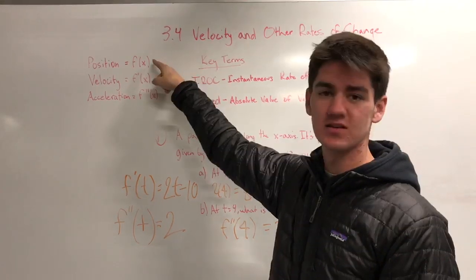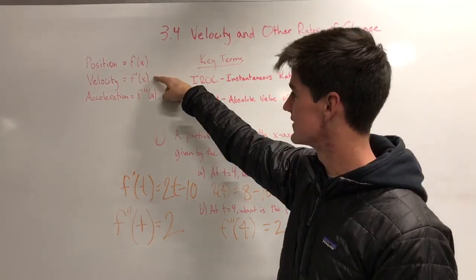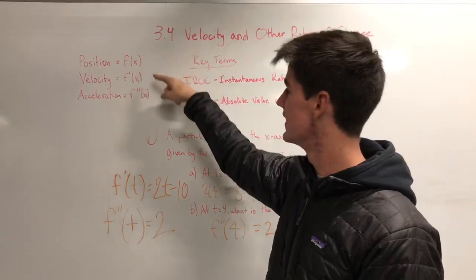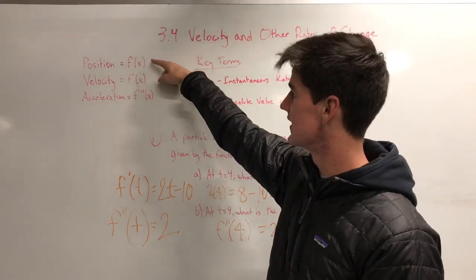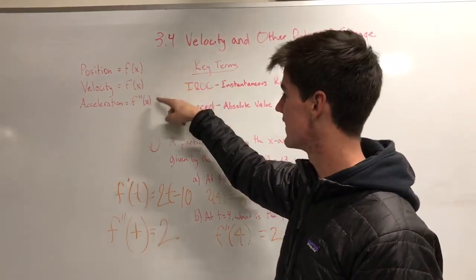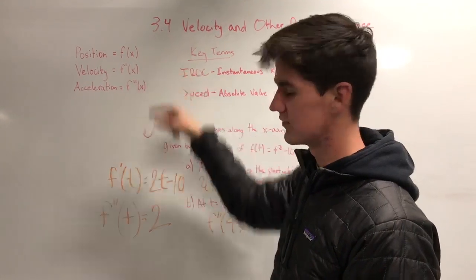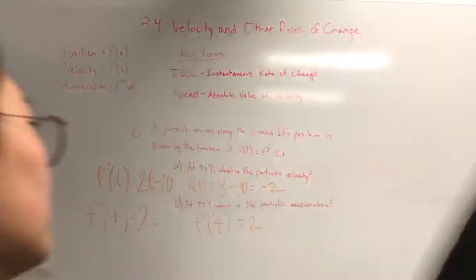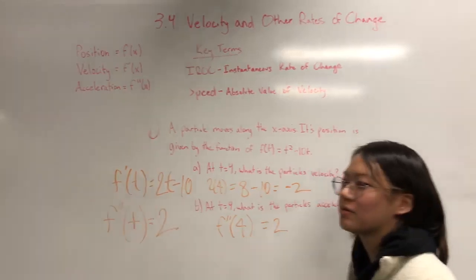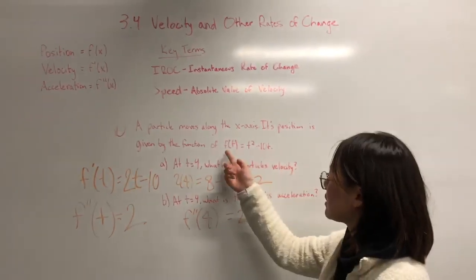So the position is just f of x. Velocity is the first derivative of position, and acceleration is the second derivative of the position graph and the derivative of the velocity graph.